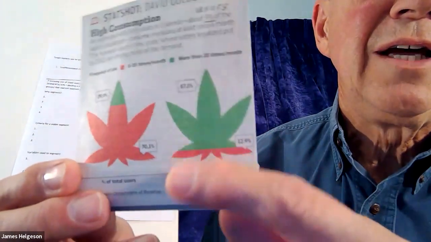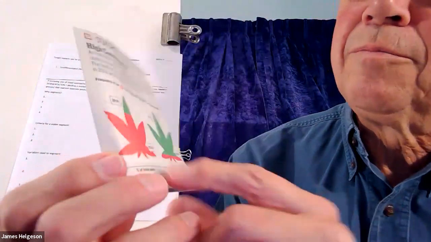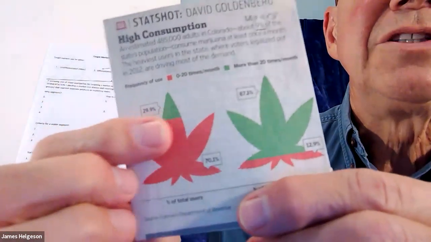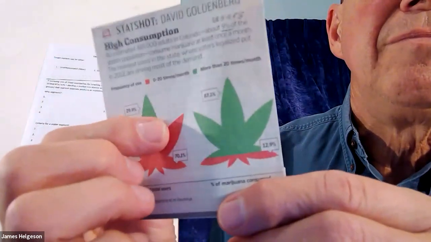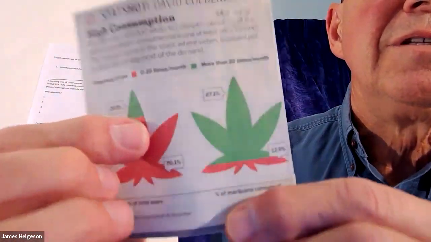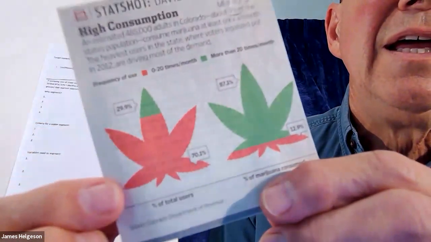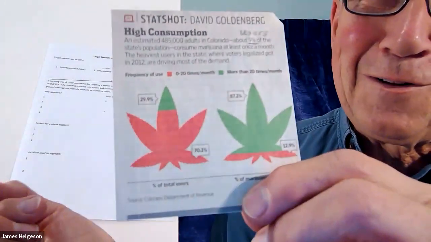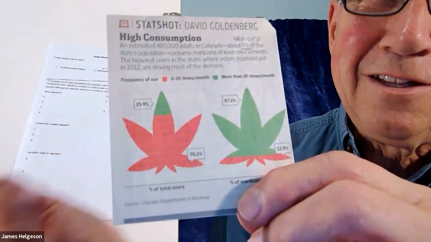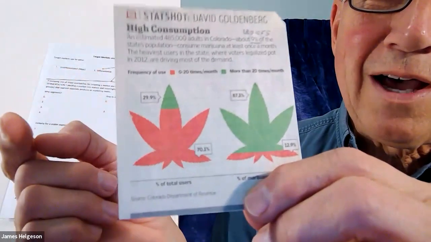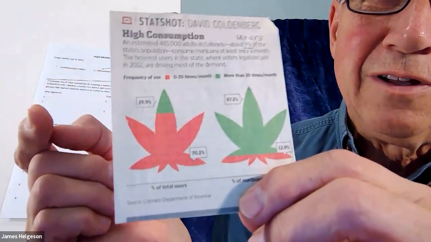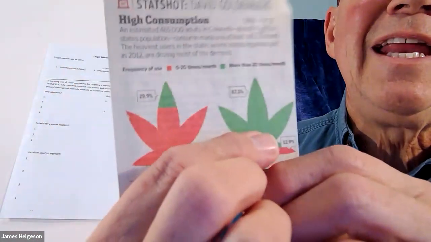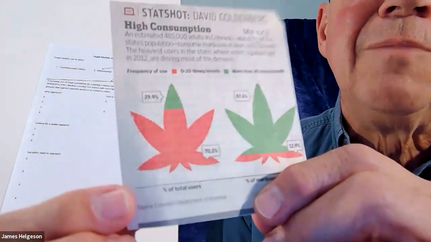Here's, what do we got here? Percent of the market, percent of total users. Here's 20, call it 30% of the market. You see that? 30% of the market is using 87% of the product. They are the heavy users of marijuana products in Colorado. They're always stoned, okay? 30% consuming 87% of the marijuana.